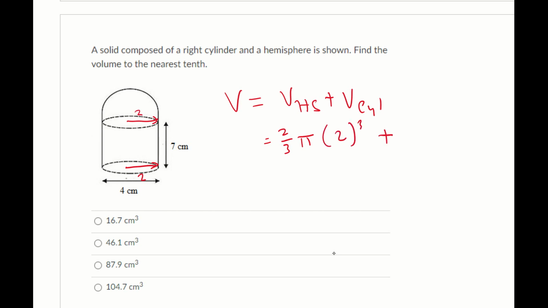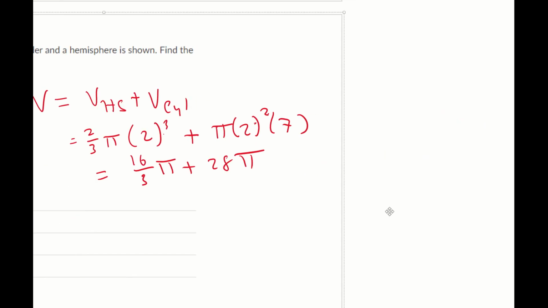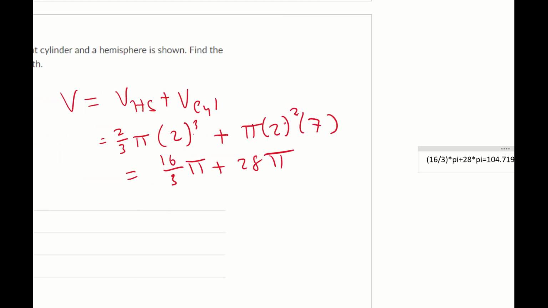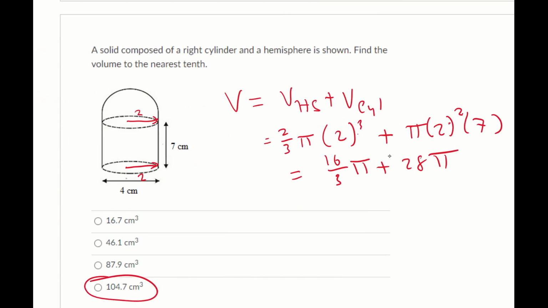Plus the volume of the cylinder is pi r squared h. So pi times 2 squared times 7. And so 2 cubed is 8. 8 times 2 is 16. So this is 16/3 pi. This is 4 times 7, or 28 pi. Let's go ahead and add all of that together. So we got 16/3 times pi plus 28 times pi. We get 104.7 centimeters cubed.